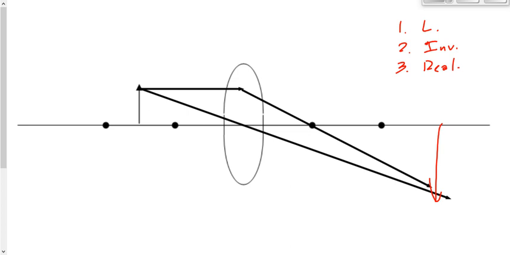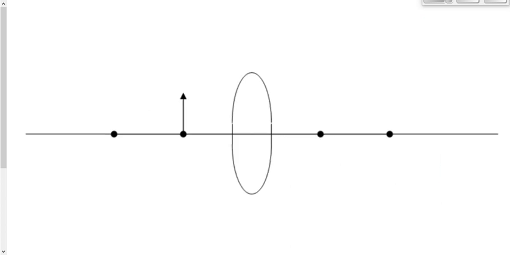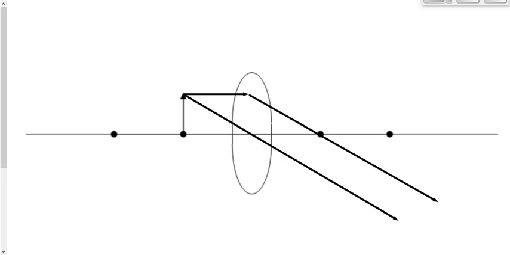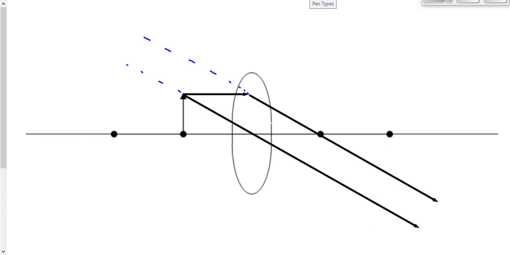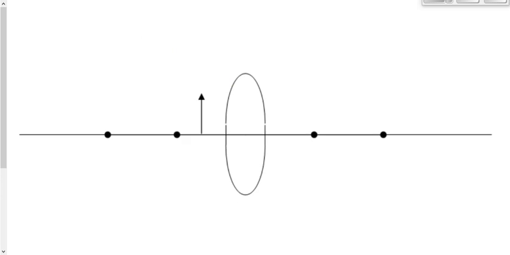Something's going to change here now, right? Something big is going to change here. There is no image, but let's just draw that just to make sure that you can do that. First ray is parallel down through the focal point. Second ray is down through the optical center. These don't converge on the right side. If we extend them as dotted lines, they don't converge on the left side as well. So there is no image.